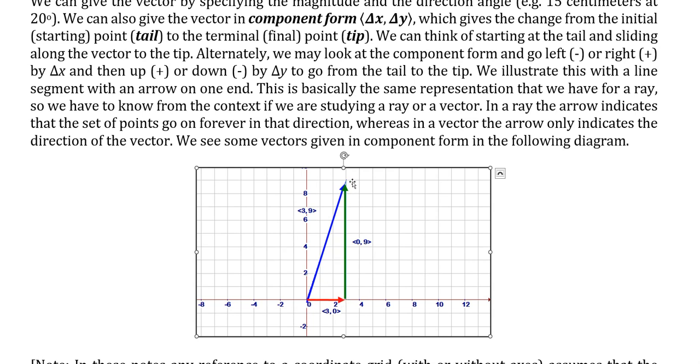Okay? Now we can also give this same vector by saying how long it is, whatever that length is. We could use the Pythagorean theorem to find that length. And then give the angle that it makes here with the horizontal, the angle between these red and blue vectors.